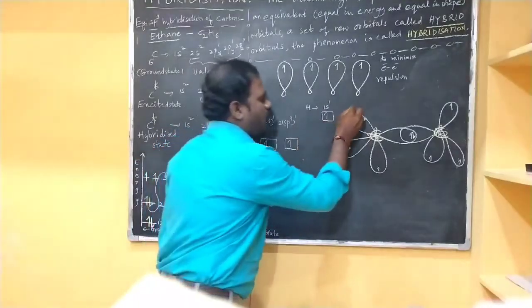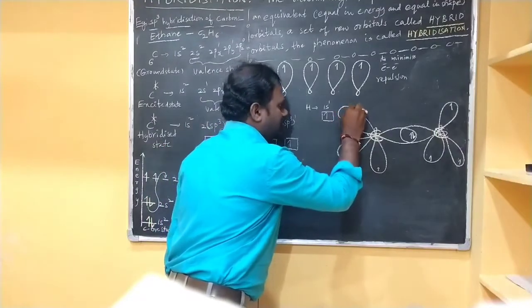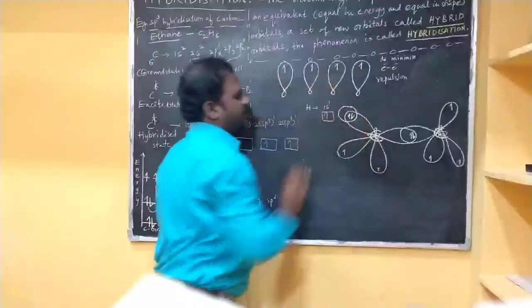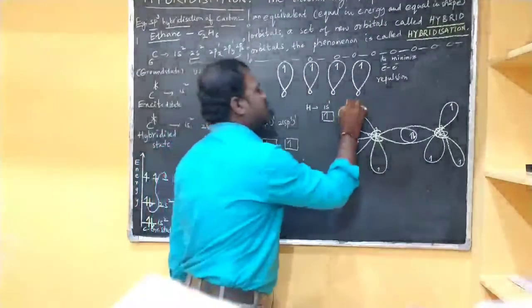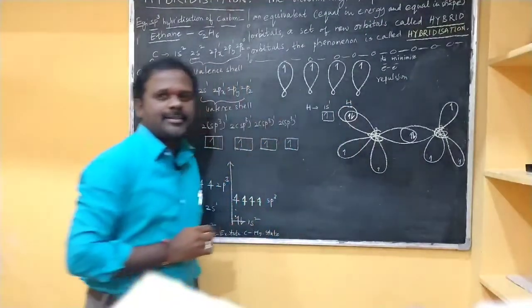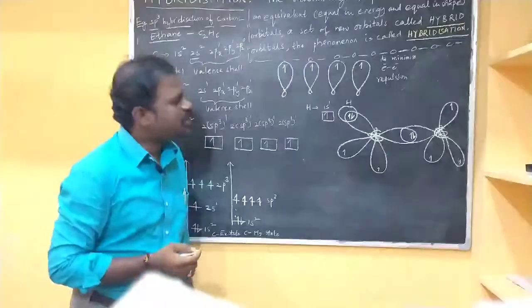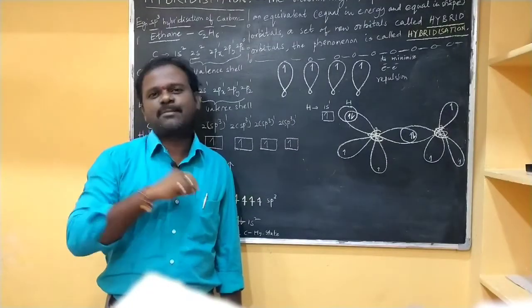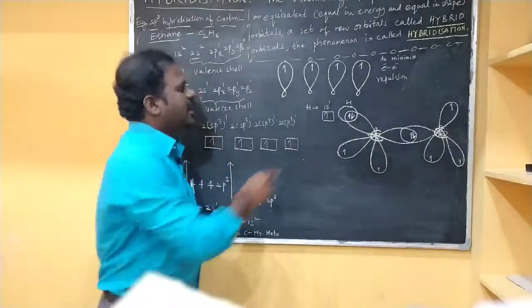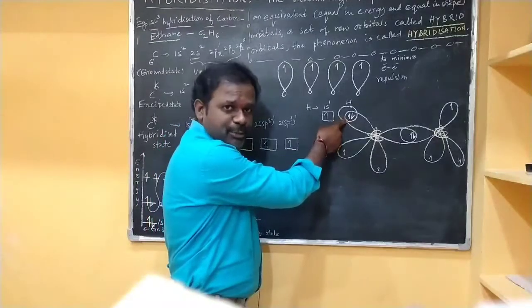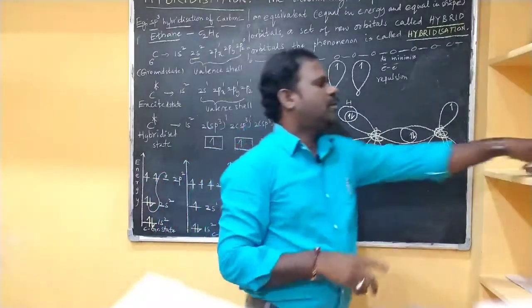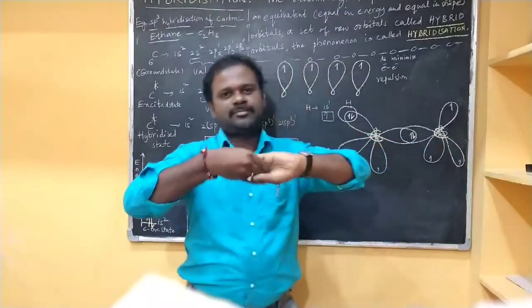Hydrogen contains one s electron, which is in the s orbital of the hydrogen atom. Here there is a formation of a sigma bond by head-on overlapping or end-to-end overlapping. So they are going to overlap in this manner.